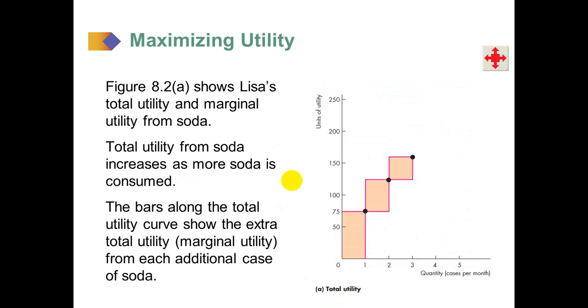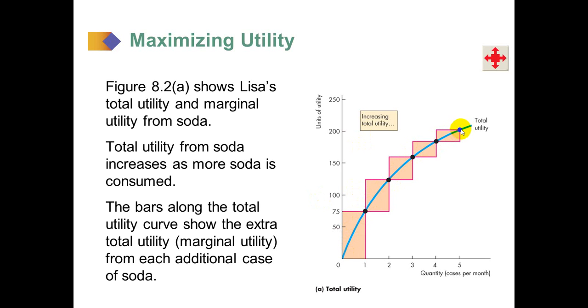This figure shows us another thing. The first unit consumed gives Lisa more benefits than the second one, and the second one gives her more benefits than the third one, and so on. This figure also shows total utility increases. You can see this curve increases, but by diminishing return.